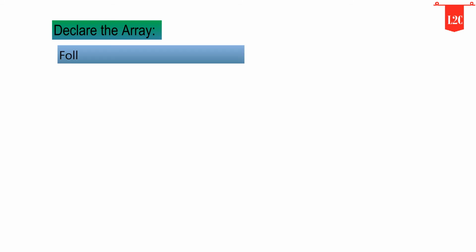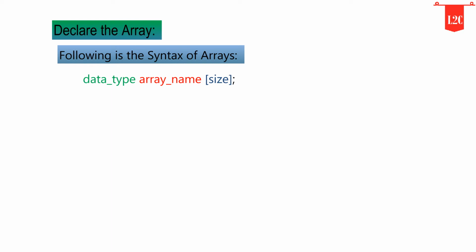Now we will see how to declare the array. Following is the syntax of arrays: data type, array name, size. For example, float marks[5]. Arrays are declared in a similar fashion, like any other variable of the same data type, with the addition of square brackets, which follow the variable name.